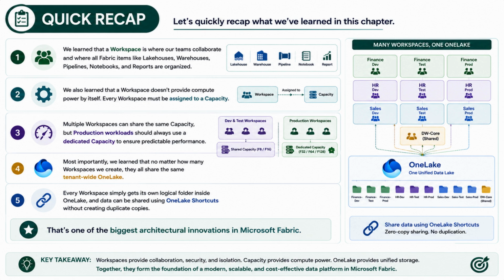Most importantly, we learned that no matter how many workspaces we create, they all share the same tenant-wide OneLake. Every workspace simply gets its own logical folder inside OneLake, and data can be shared using OneLake shortcuts without creating duplicate copies. That's one of the biggest architectural innovations in Microsoft Fabric.